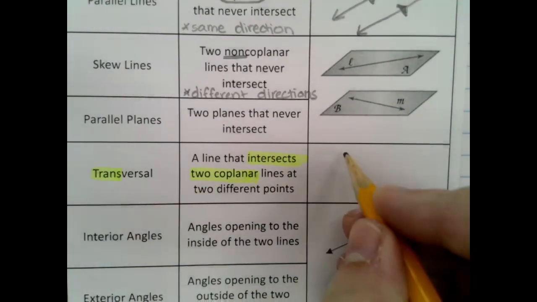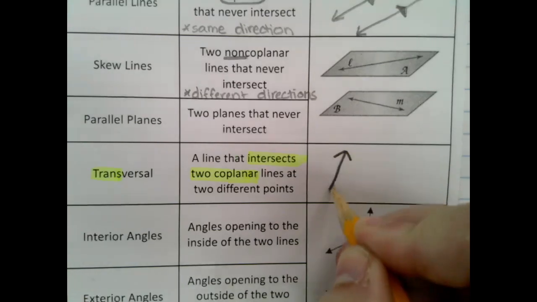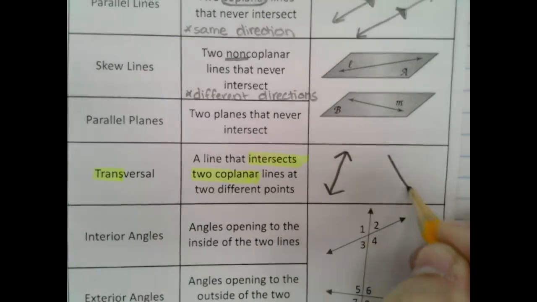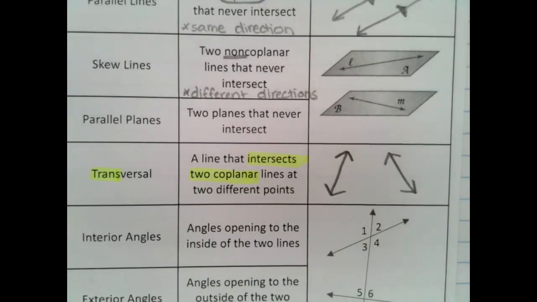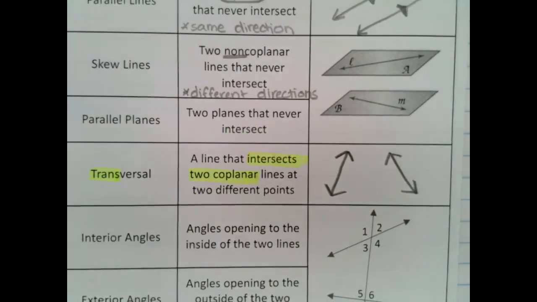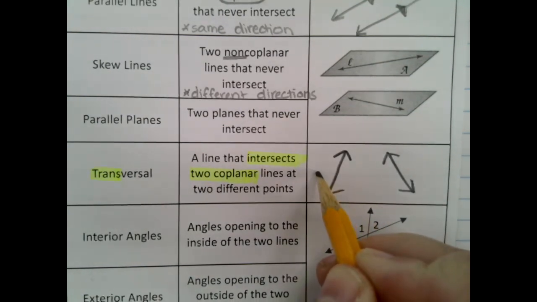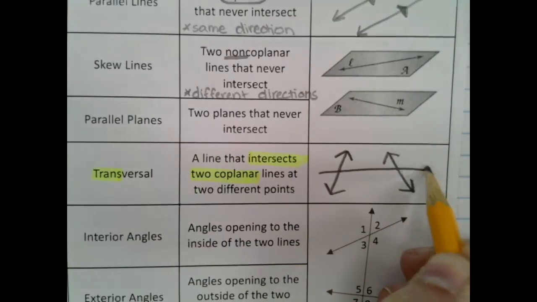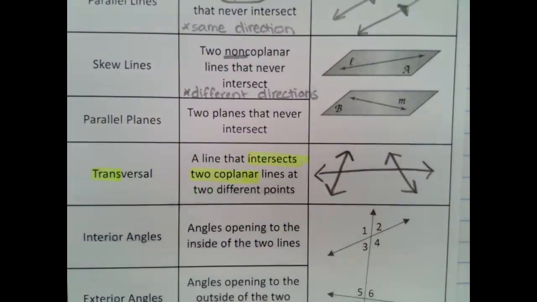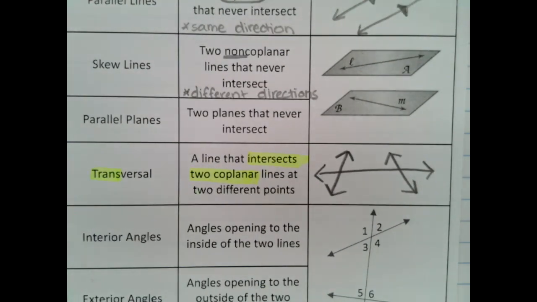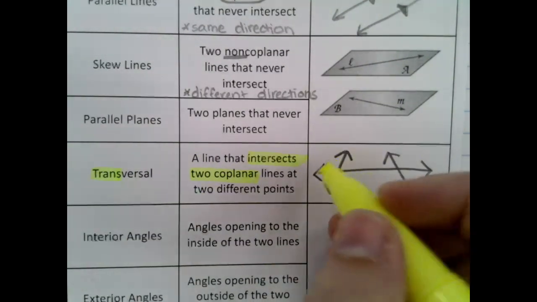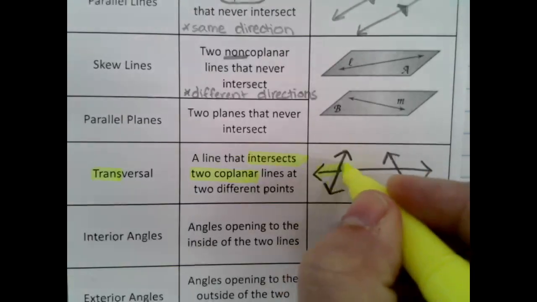So I'm going to have 2 lines that are coplanar. They don't have to be parallel, but they could be. And then I'm going to be drawing a line that goes through both of them. And that line that goes through both of them is our transversal. It cuts both of them, or crosses over both.